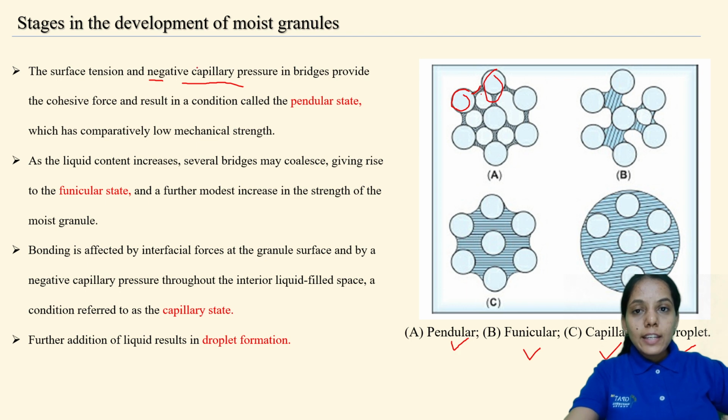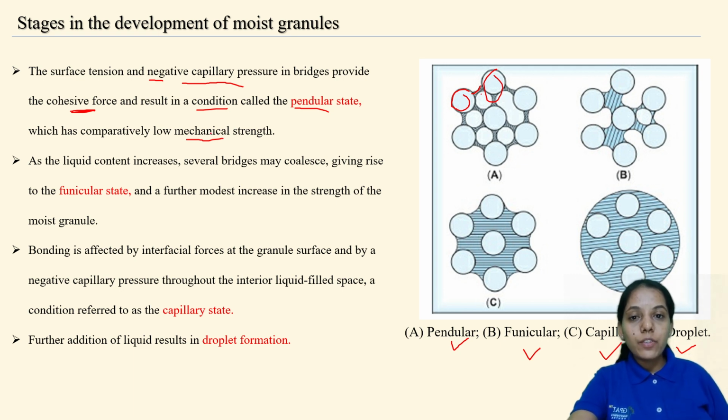First, surface tension and the negative capillary pressure in the bridges provide cohesive force. Cohesive force is nothing but the force of attraction between similar molecules. In the process of granulation, we want the particles to come together, which means they should have sufficient cohesive force, and it results in a condition. The first one is the pendular condition. Here you can see the pendular state, which has comparatively low mechanical strength, because it has just started. It has started the formation of that droplet, so it will have comparatively low mechanical strength.